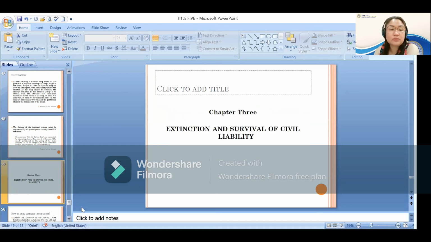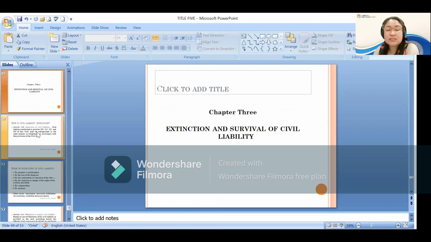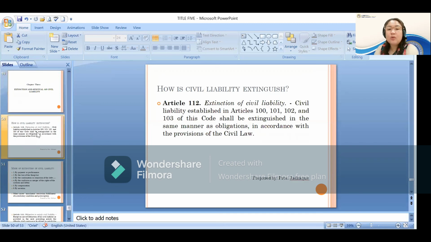Okay, so that ends chapter 2. So let's have chapter 3, extinction and survival of civil liability. How is civil liability extinguished? In the previous lessons, we learned how criminal liability is extinguished. This time, we are talking about how civil liability is extinguished. So Article 112 provides that civil liability established in Articles 100 to 103 shall be extinguished in the same manner as obligations in accordance with the provisions of the Civil Code.